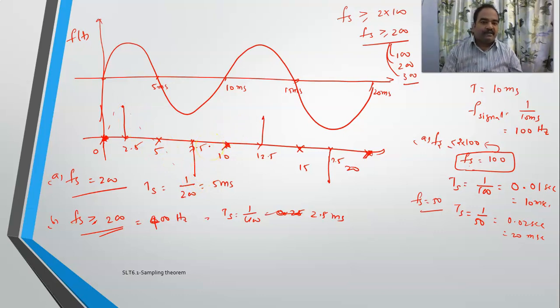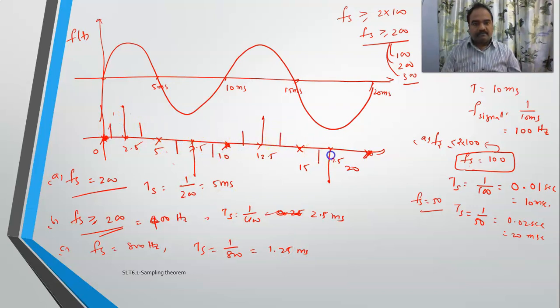If you go on increasing the frequency, let us suppose I take the sampling frequency as 800 Hz. So Ts is 1 by 800. What will I get? I will get 1.25 milliseconds, which means I will get samples somewhere here also. Now this is very clear. It is somewhat close to your sinusoidal signal, right? So the higher the sampling frequency, the minimum value must be greater than 2 times your maximum frequency component. Otherwise, this is the problem which you will be facing.